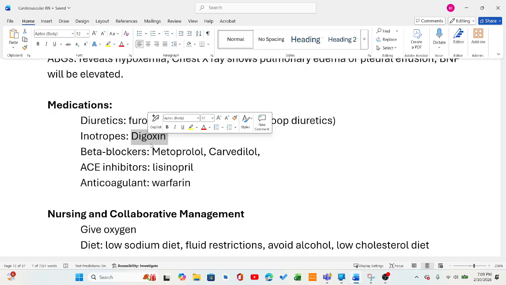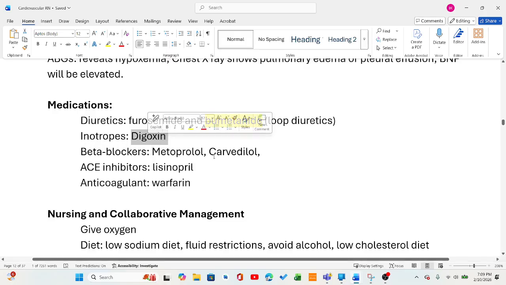Now, with the tachycardia or with heart failure, we also use carvedilol. So when the person is having a heart failure, the doctor will order carvedilol or metoprolol. These are called beta blockers. Then with blood pressure control, we use lisinopril. Those are called ACE inhibitors.